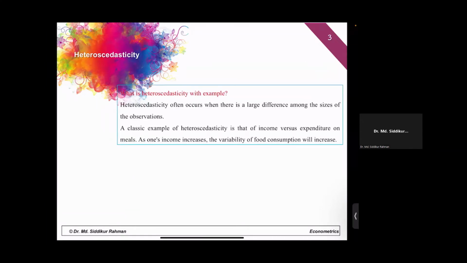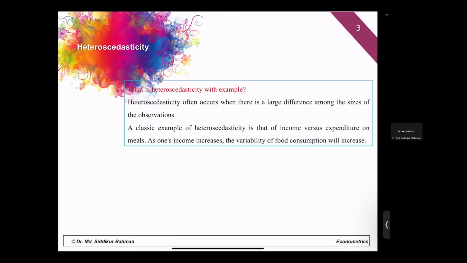So what is heteroskedasticity? Again, I have to repeat: heteroskedasticity often occurs when there is a large difference among the size of the observations, right? Normally, when the observations differ from each other by a really large difference, then you might suspect that non-consistent variance might occur there, right? So a large difference among the size of the observations is the basic visualization. What is the classic example for heteroskedasticity?